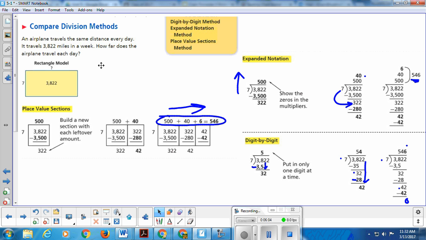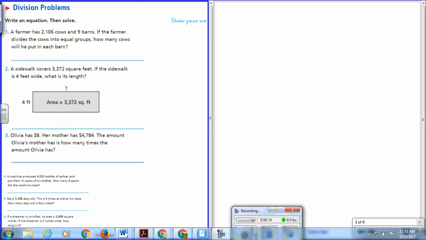It's just in how you organize your numbers. The number one thing in division is you need to make sure that you have things lined up. So let's look at this. This is page 164, I believe. I just want to do a couple of problems, maybe 2 or 3 problems trying the different methods.